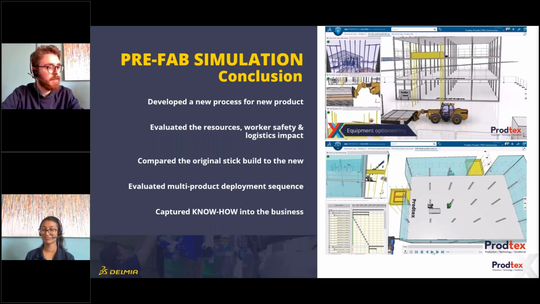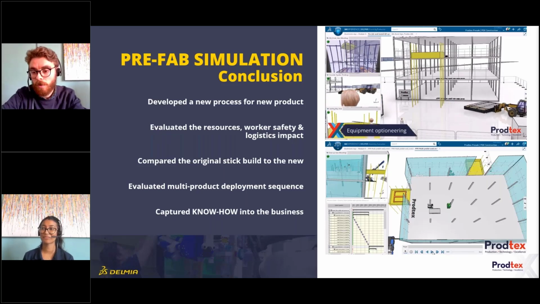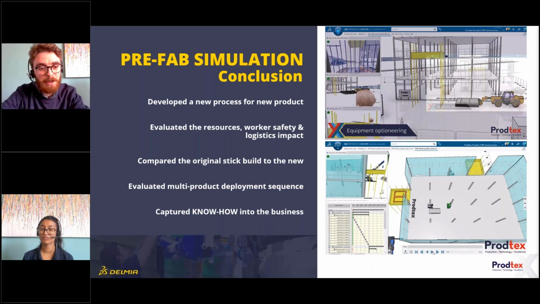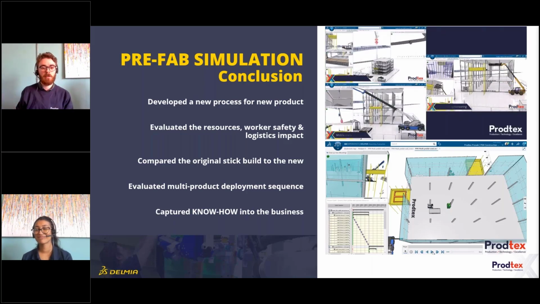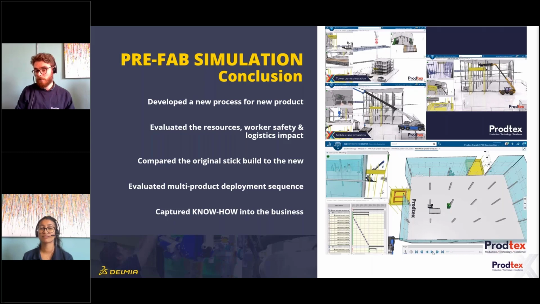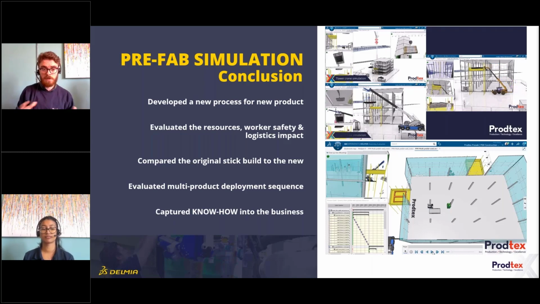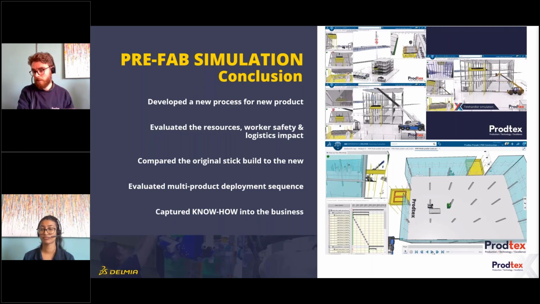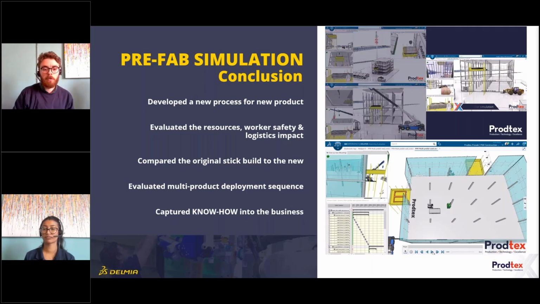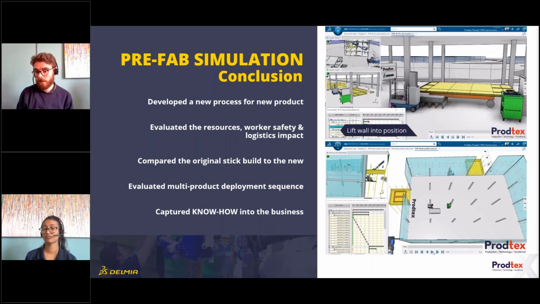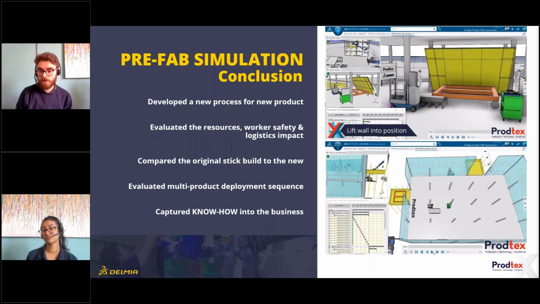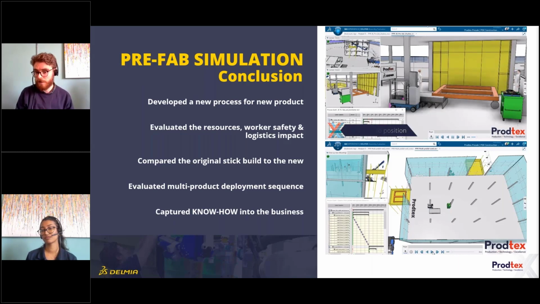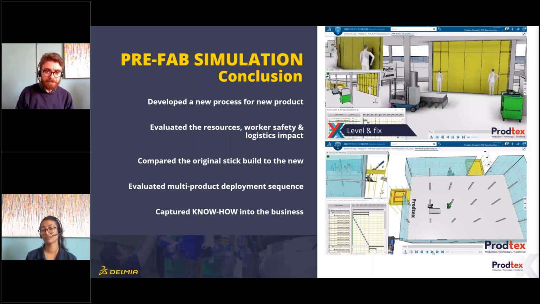And so, in conclusion, through that very quick 15 minutes, what we've done is we've shown you how we've developed a process for a new product. So we've captured all the information from the experts of how we build this thing, and we've shown the simulation of the resources, the worker safety, and the logistics of how the product's going to get from the truck to the location. We've compared the original stick built to the new and looked at some KPIs of the differences here. And obviously this is for a wall, but this could be for any construction product in the field.